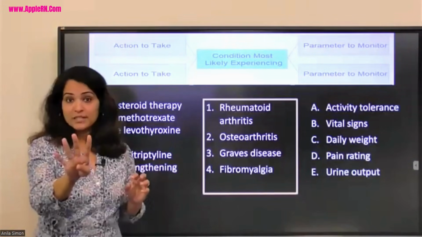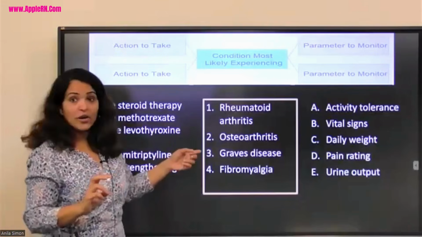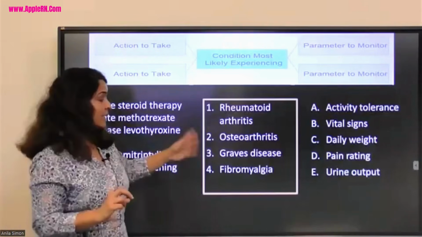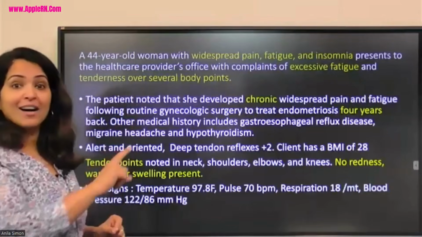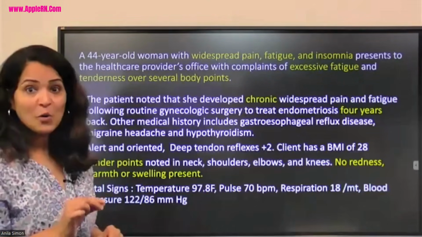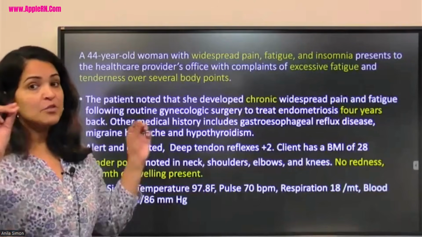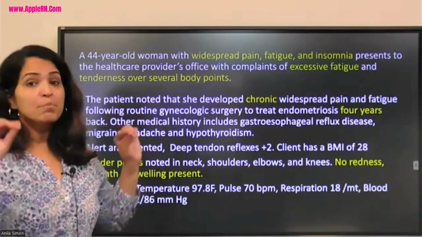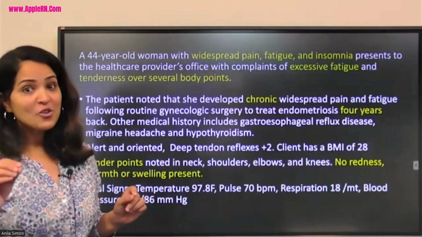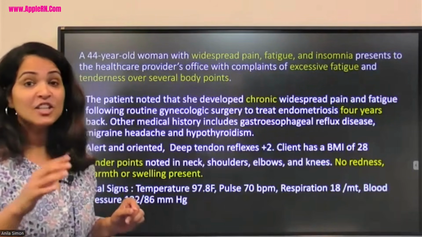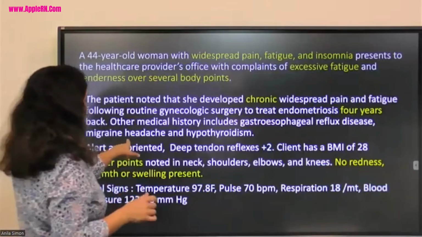Okay, so the four options you have right now are rheumatoid arthritis, osteoarthritis, Graves' disease, fibromyalgia. The ones which I have colored are your main clues, which help you to decide, because we need to make the decision based on the information given. And we should also know how to eliminate the distractions. Now, there is a distraction here.